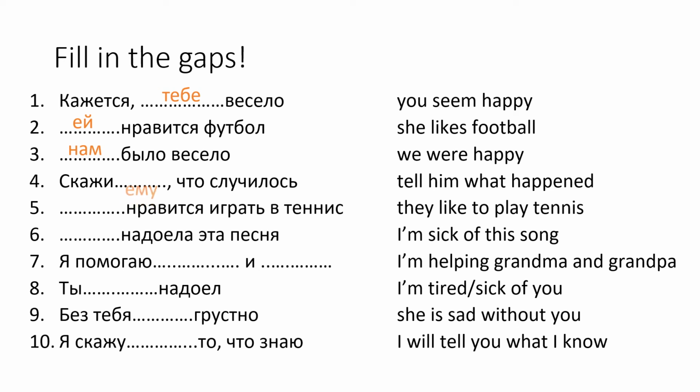Скажи to him, which would be ему. Скажи ему, что случилось. Tell him what happened. They like to play tennis. Им нравится играть в теннис. I'm sick of this song. Мне надоела эта песня. I'm helping Grandma and Grandpa. So it's a hard A, which would go to Е. Я помогаю бабушке и дедушке. I'm sick and tired of you. Ты мне надоел.